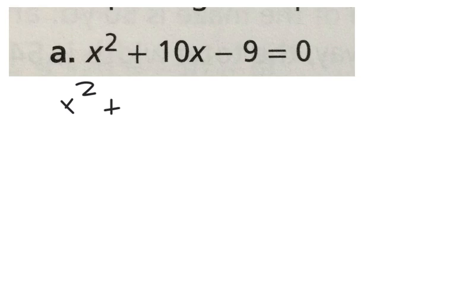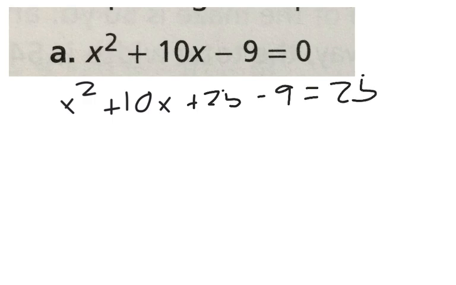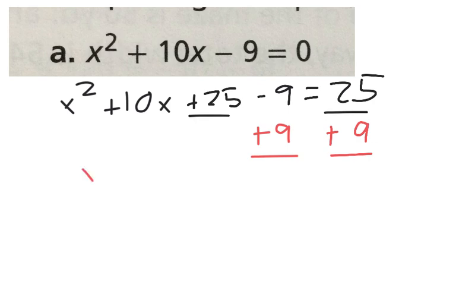So I've got x squared plus 10x plus 25 minus 9 equals 25. You see how I've added 25 to both sides? I messed up, I had 9. Well, that's okay. As long as you still did this, you're okay. Add 25 to both sides. Then, I want this plus 9 to go to the other side. So that's going to leave me with x squared plus 10x plus 25 equals 34.